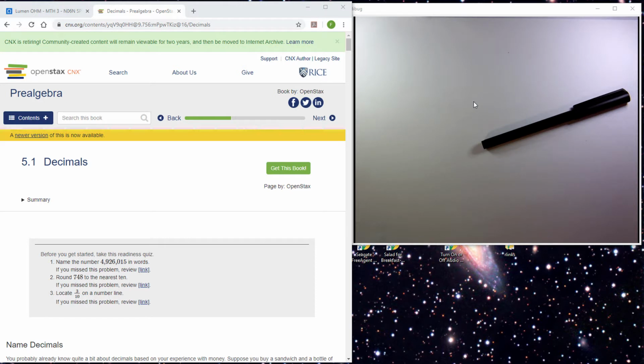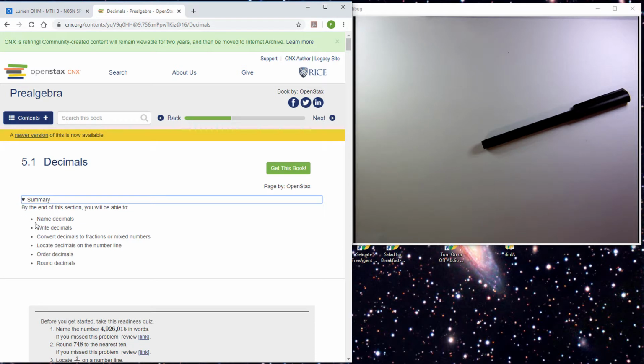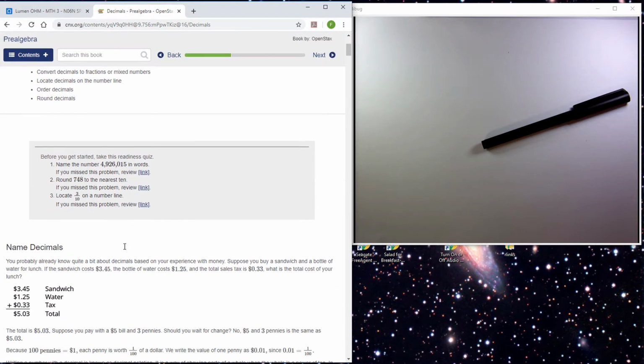Looking at decimals here, Math 3, 5.1 decimals. Let's take a look at what we tend to cover in this 5.1 section. We'll talk about naming decimals, writing decimals, converting decimals to fractions or mixed numbers, locating decimals on the number line, ordering decimals, rounding decimals.